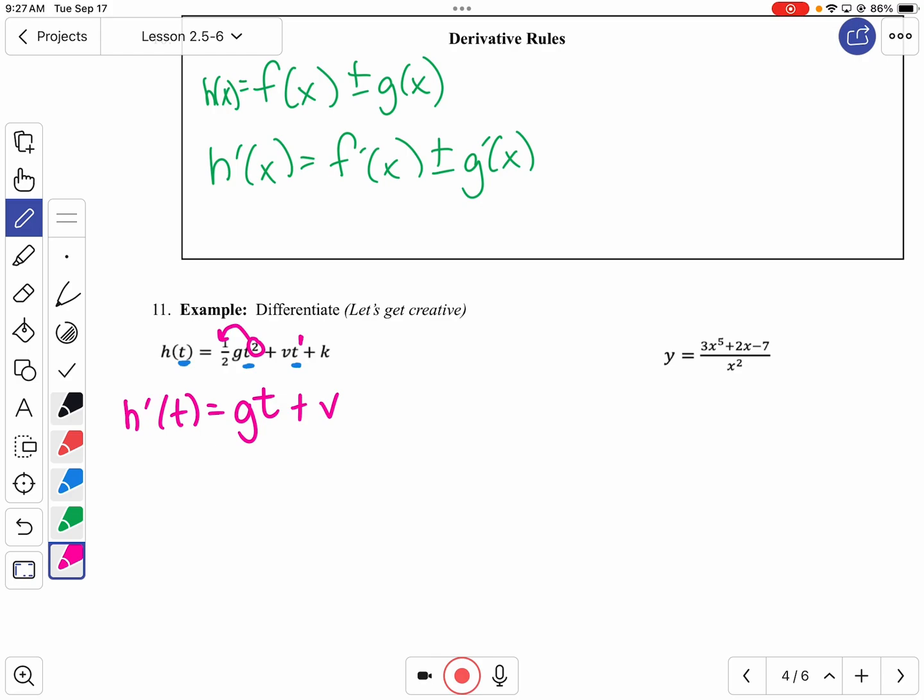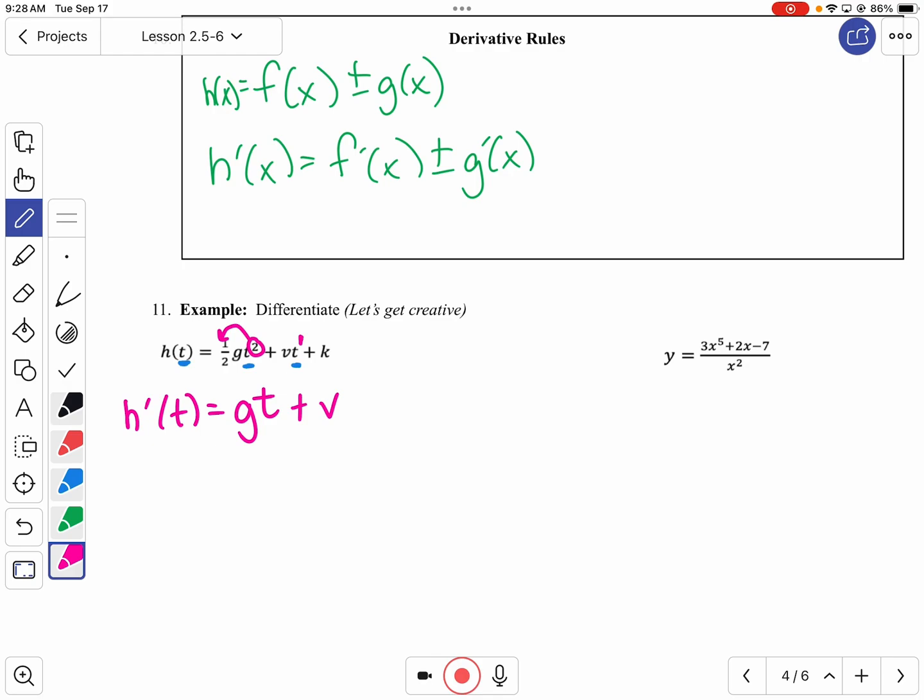So you just have to be careful and note what is the actual variable in that problem when they give you that many letters. All right, let's look at the second one. So I have y equals 3x to the 5th plus 2x minus 7 all over x squared. That's a quotient.